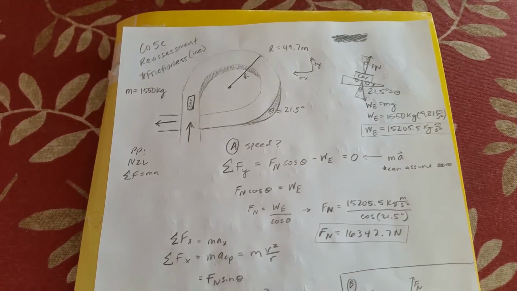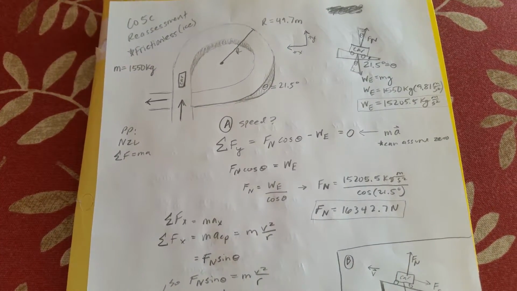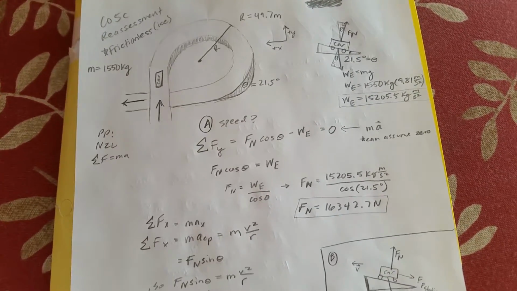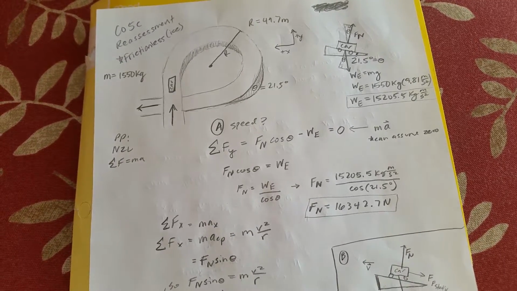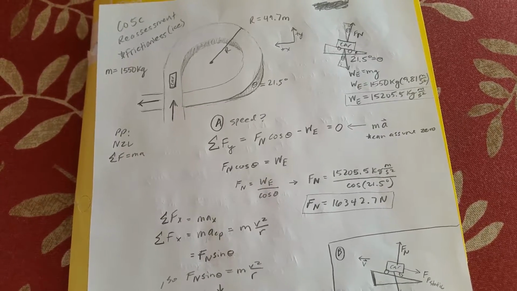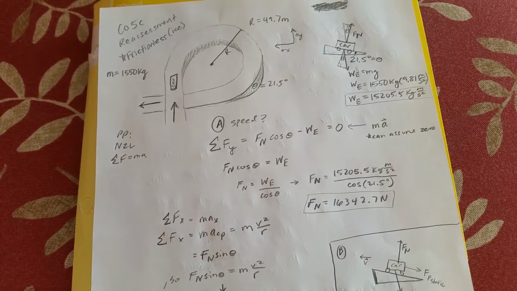The problem says a small car exits an expressway on a section of circularly shaped ramp that is banked at an angle of 21.5 degrees. The ramp has a radius of curvature equal to 49.7 meters. Suppose that the ramp is completely covered in ice so that you can neglect the effects of friction.